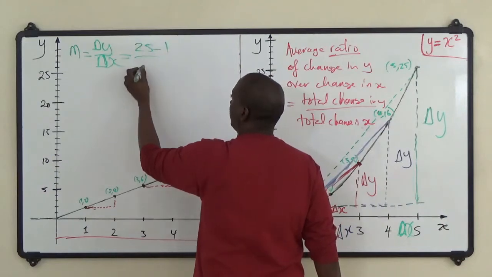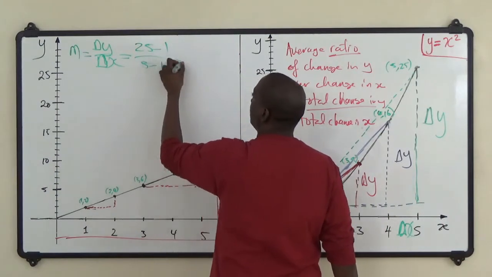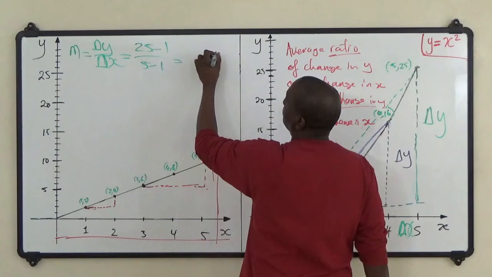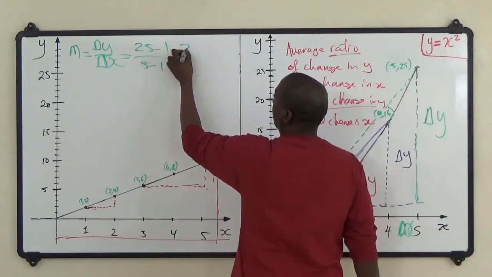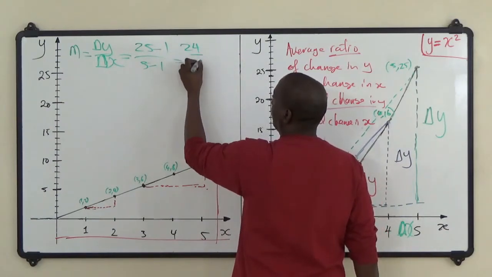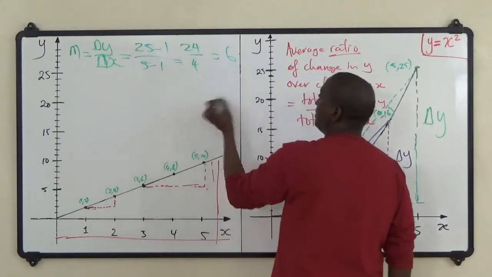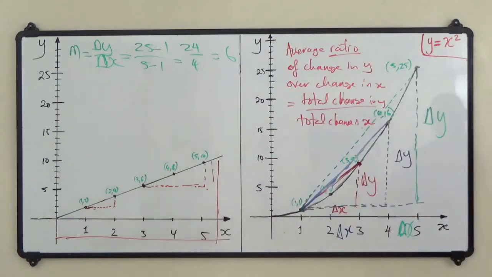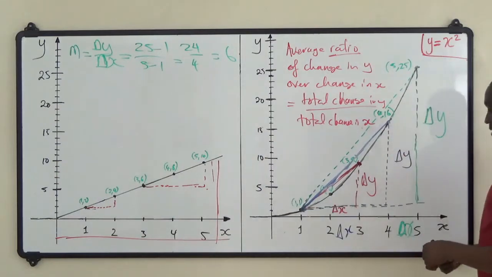25 minus 1 over 5 minus 1 equals 24 over 4, which is equal to 6. That's the gradient in green. The gradient in blue, that's the gradient between the point 1, 1 and 4, 16.